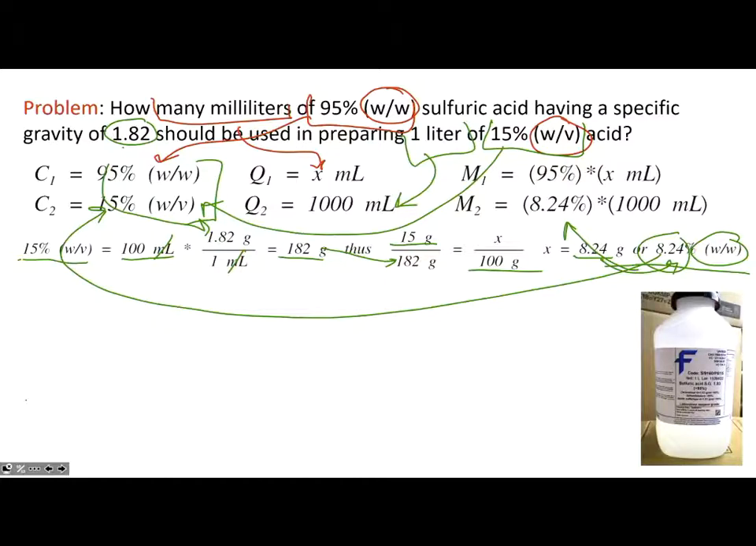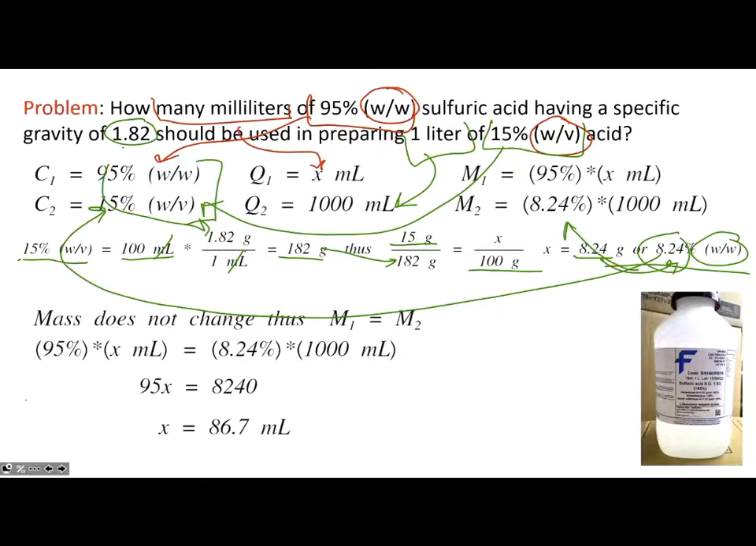All right. So now I can set up my proportions again, since we're just diluting, mass doesn't change. So my 95% times x milliliters is going to equal my 8.24% times 1,000 milliliters. And do a quick check. My percents are percents, and they're in the same units, weight per weight, volumes in milliliters, so I can ignore the units. So multiply 95 times x gives me 95x. 8.24 times 1,000 gives me 8,240. Divide both sides by 95, and you get a final answer of 86.7 milliliters.